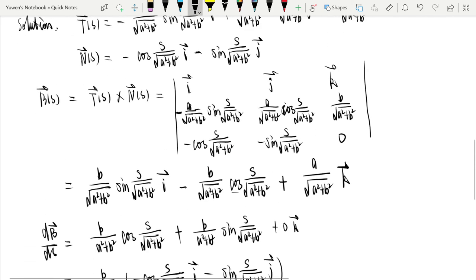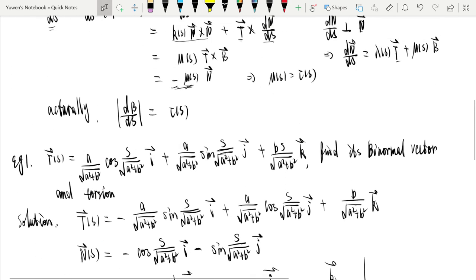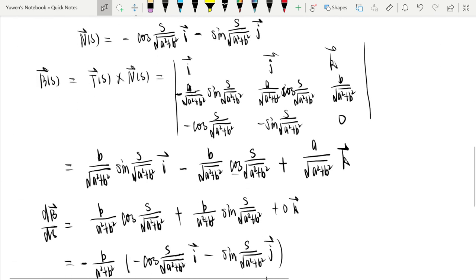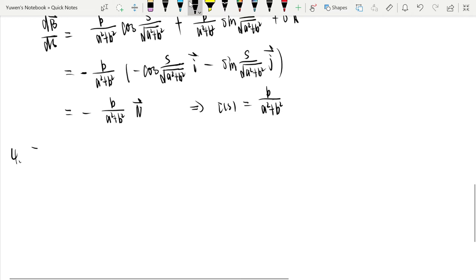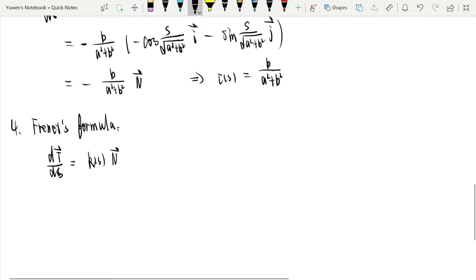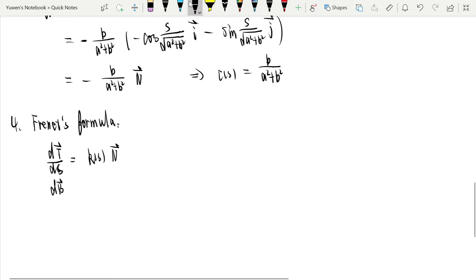Find the torsion here. Okay, the last definition or concept is Frenet's formula. Now we have dT/ds, that is k_s times N, and dB/ds, we have negative tau s times N.